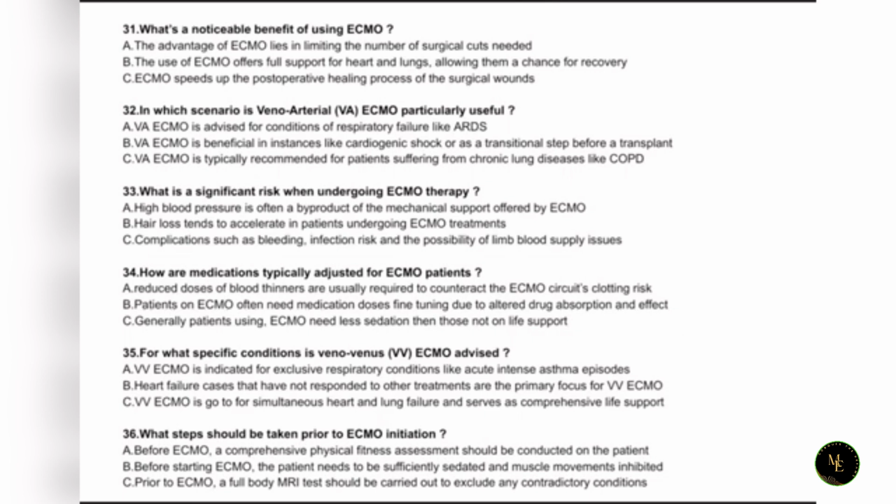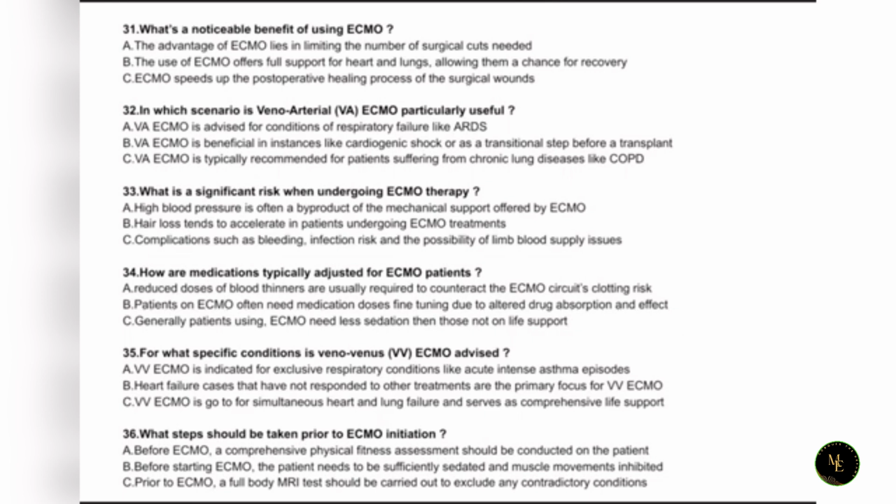Before ECMO initiation, the patient should be adequately sedated and paralyzed to prevent dislodgement of tubes and catheters. After you've identified a candidate and prepared the patient, the cannulation process begins. Cannulation can be either percutaneous or surgical and should ideally be guided by ultrasound to reduce complications.